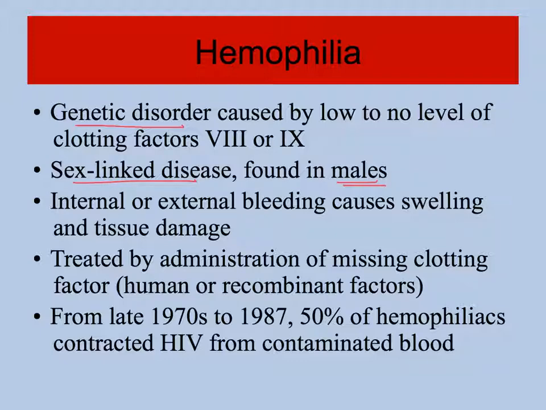But if she inherits just one recessive and has the other normal blood clotting allele on the other X chromosome, she will be a carrier. She can pass it on to her sons or daughters, but she will not show any signs of hemophilia herself. Hemophilia causes bleeding. It does not allow clotting, so any type of bleeding that happens either internally or externally will continue.